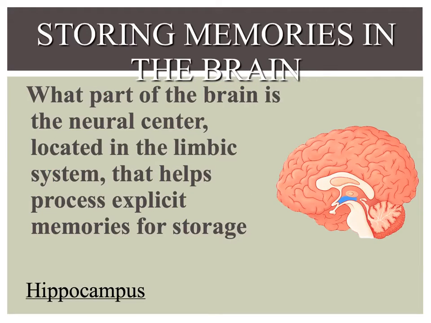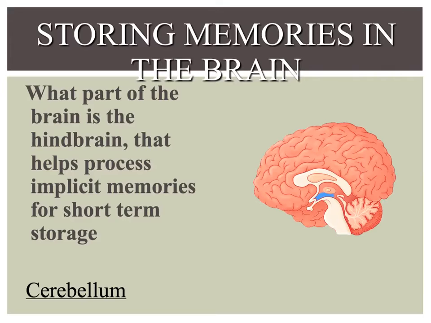All right, so storing memories in the brain. What part of the brain is the neural center located in the limbic system that helps process explicit memories for storage, long-term memories? It's the hippocampus. It's important to note that the hippocampus is responsible for retrieving and storing long-term memories, whereas the cerebellum in the back of the brain is responsible for storing and retrieving those short-term memories or implicit memories.